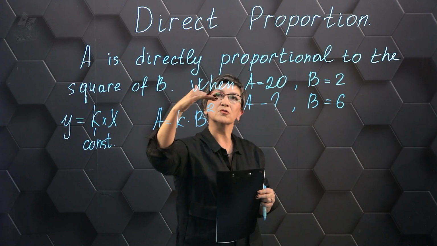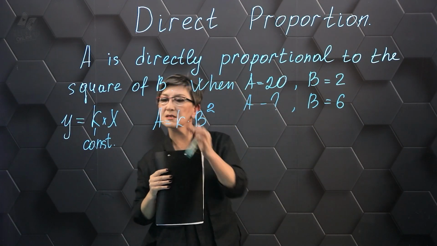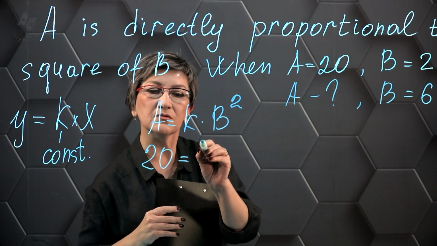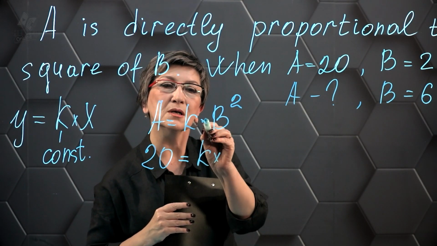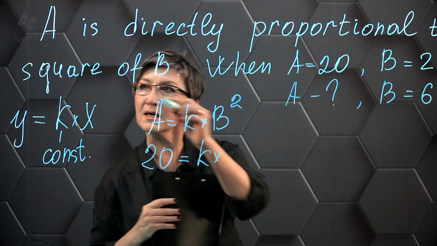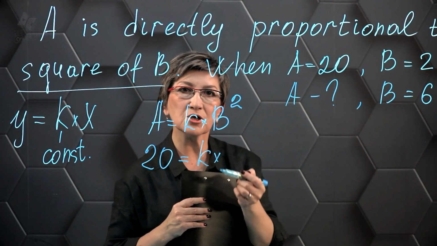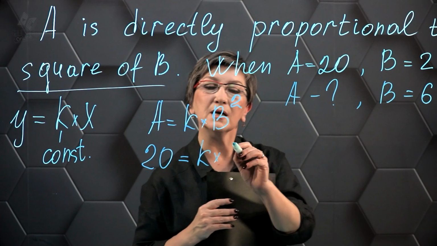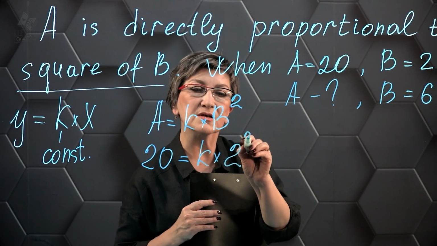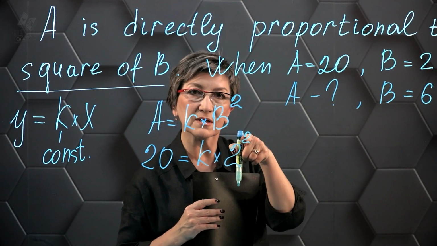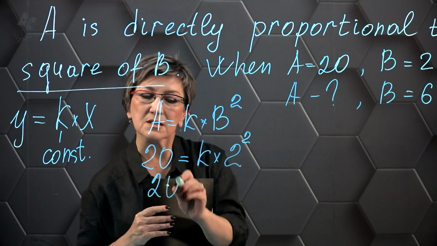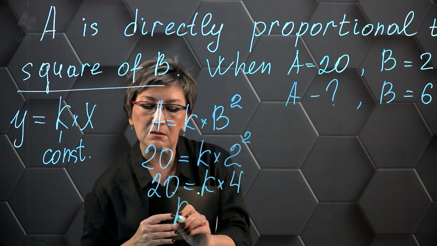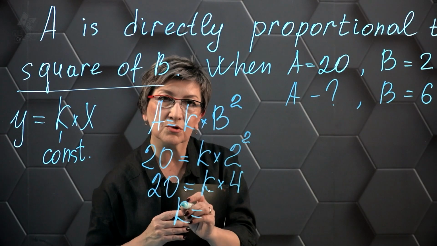Let's return to our condition. When A equals 20, instead of A, I write 20 equals K times B squared. Now, and this is a very important condition in this particular problem, instead of B, I write 2. And I'm squaring 2, 2 squared. The result is 20 equals K times 4. And I can find what the coefficient equals.